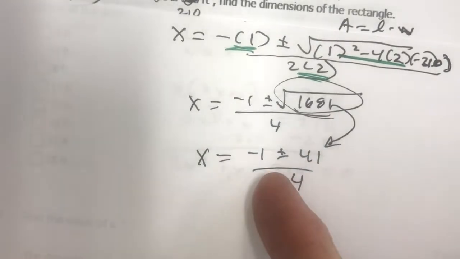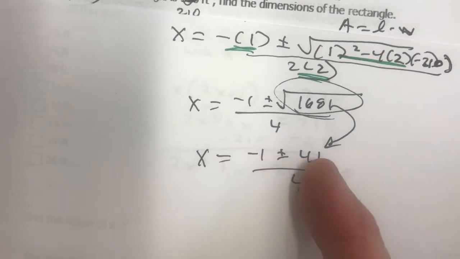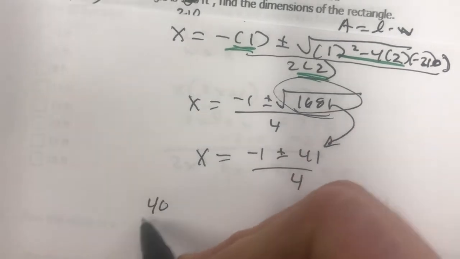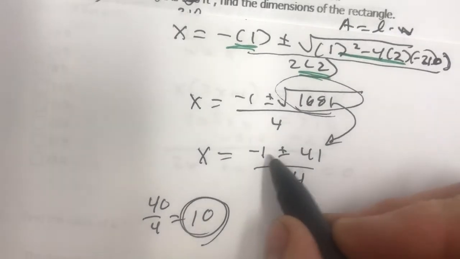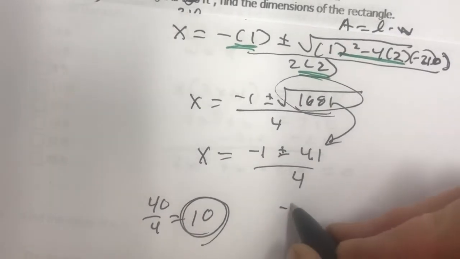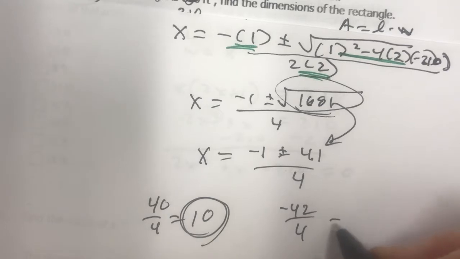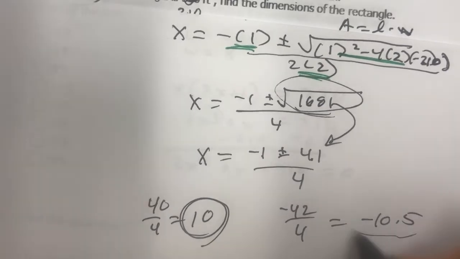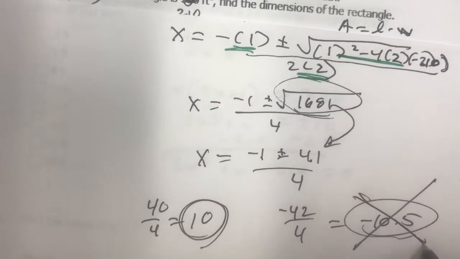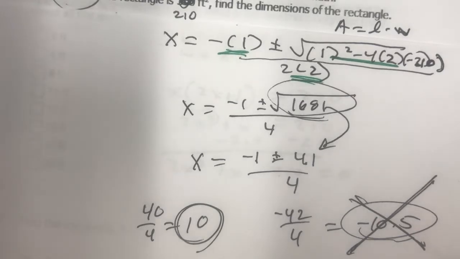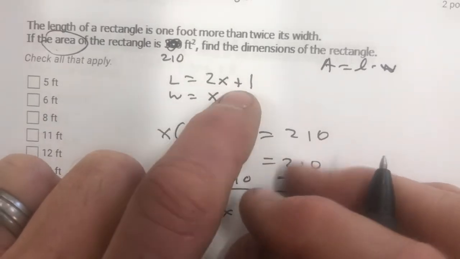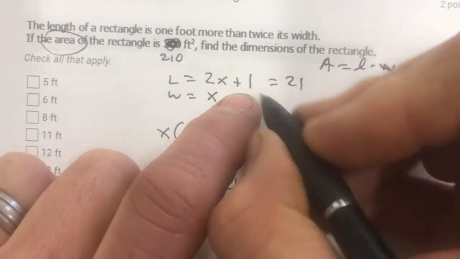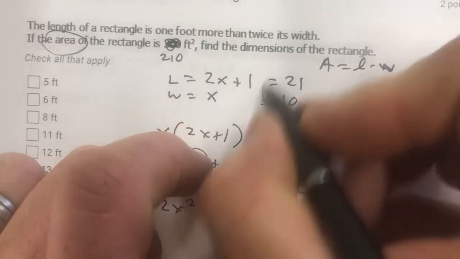Now I've got two answers. Negative 1 plus 41 is 40. 40 divided by 4 is 10. There's one answer. Negative 1 minus 41 is negative 42, divided by 4 is negative 10.5. There's my other answer, but it's negative. We can't have that. So 10 is what x is. If I go back to here, 2 times 10 is 20, plus 1, that'd be 21, and that's 10. And that would be my dimensions.